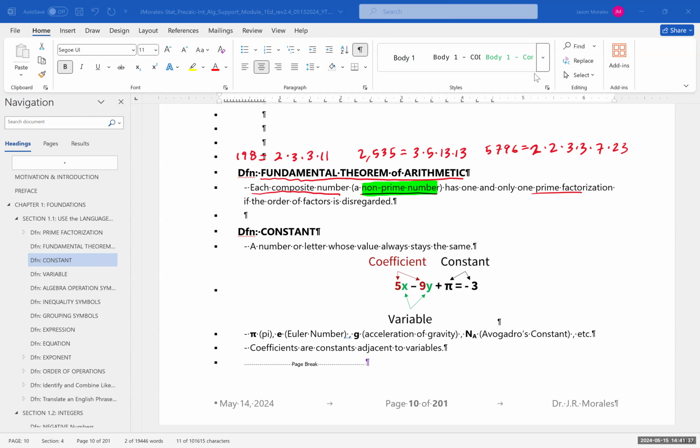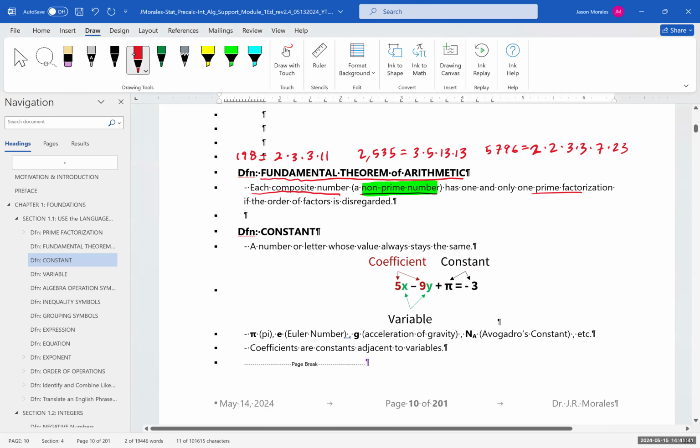All right, now let's talk about constants and variables. So what is a constant? A constant is a number or letter whose value always stays the same. So here we have an example of an equation that has constants in it.